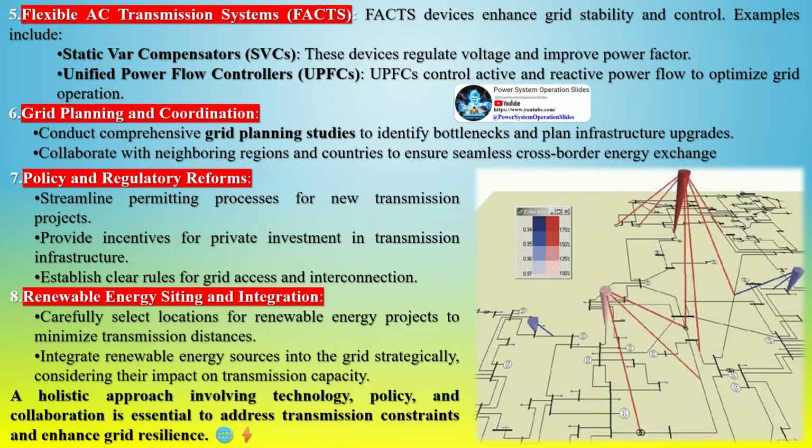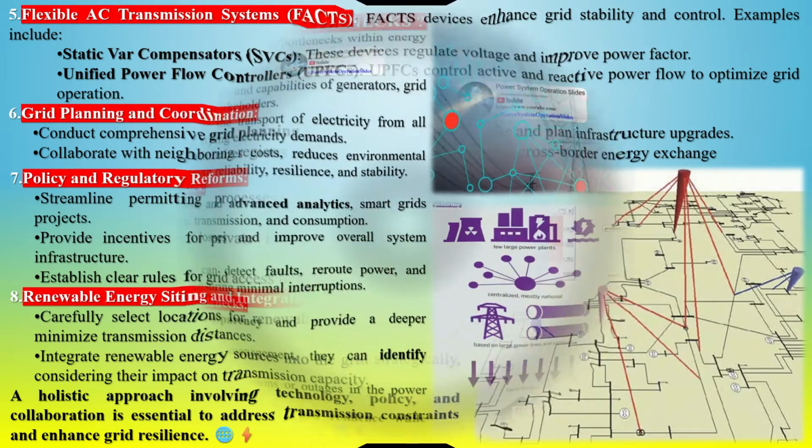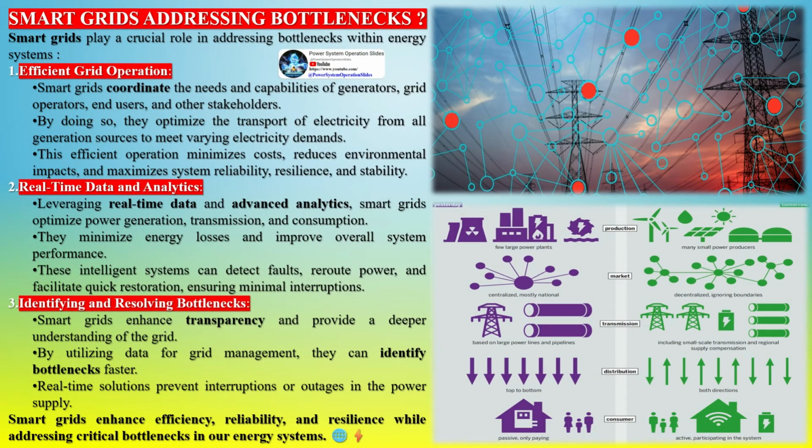Demand-side management, DSM. Encourage consumers to shift their electricity usage away from peak hours. DSM programs can include time of use, TOU, pricing, charging higher rates during peak times to incentivize load shifting, and load curtailment, voluntary reduction of electricity consumption during critical periods.